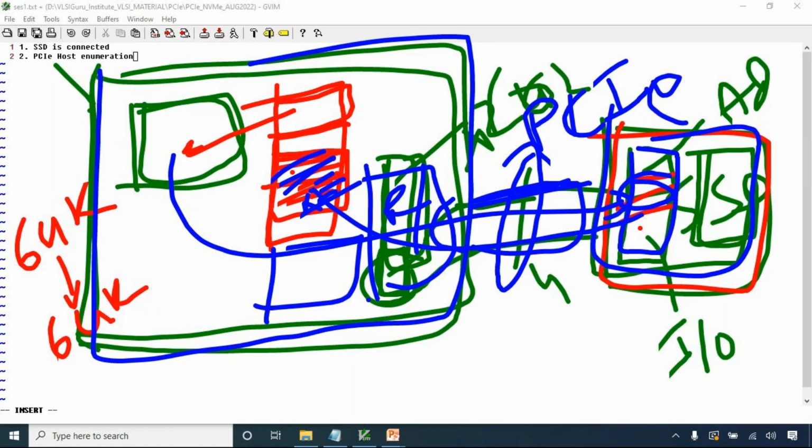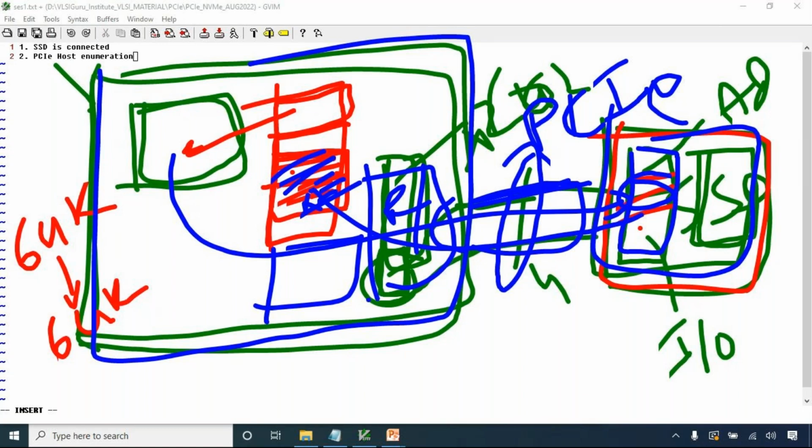How about the 5? 5 will be required. So the data from the DRAM will be directly given to 5. Basically, there are two types of interactions that can happen here. One is the first thing. Let's start from the first point.